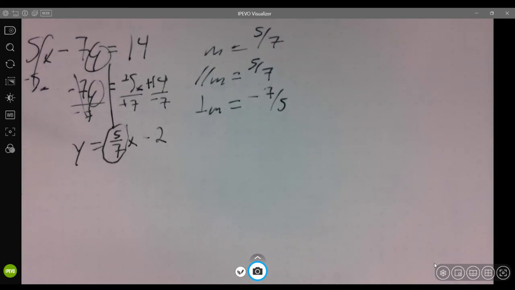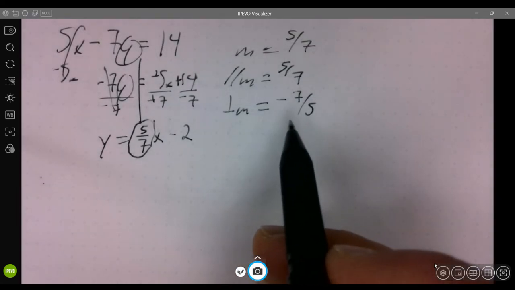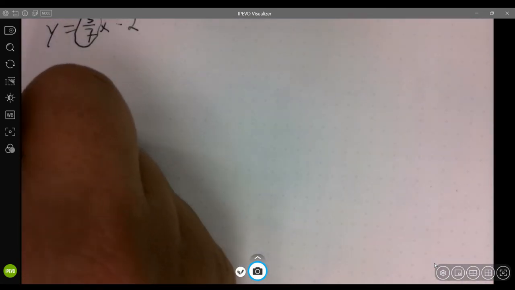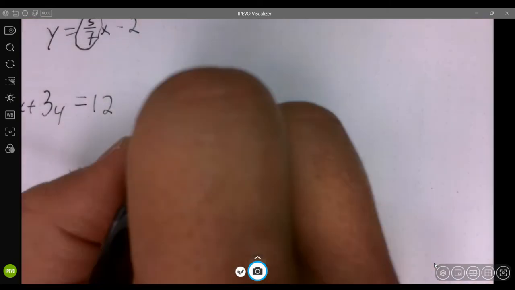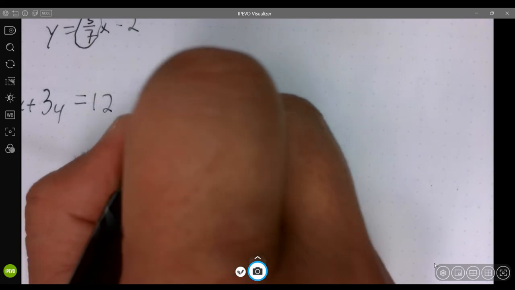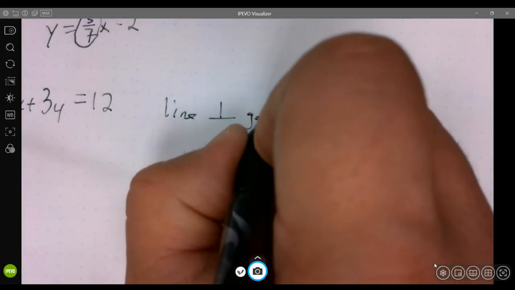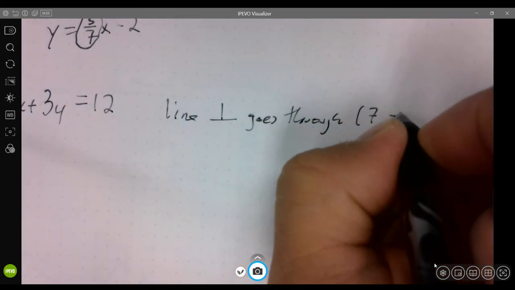Now, for the other set of problems, it's the same idea, except instead of just getting the slope, I'm going to want to put this slope into an equation. How do I do that? I'm going to need another point. So here's what these are going to look like. It'll say, if I have 3x plus 3y equal to 12, I want to write a line that is, let's say, perpendicular, and I'm shortening up some of the language, goes through the point (7, -4).